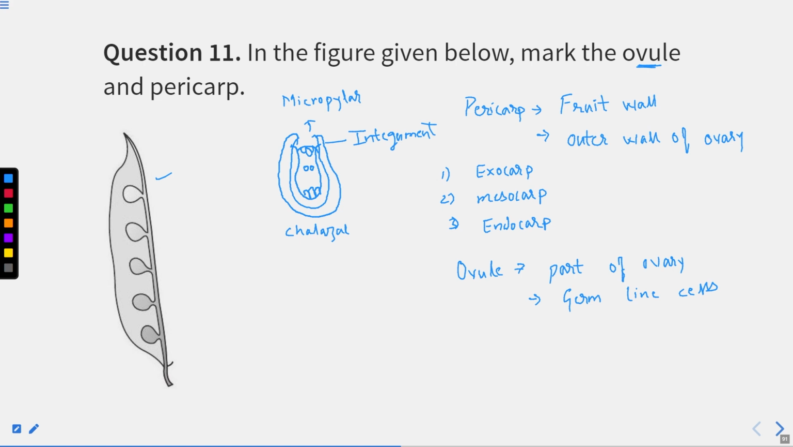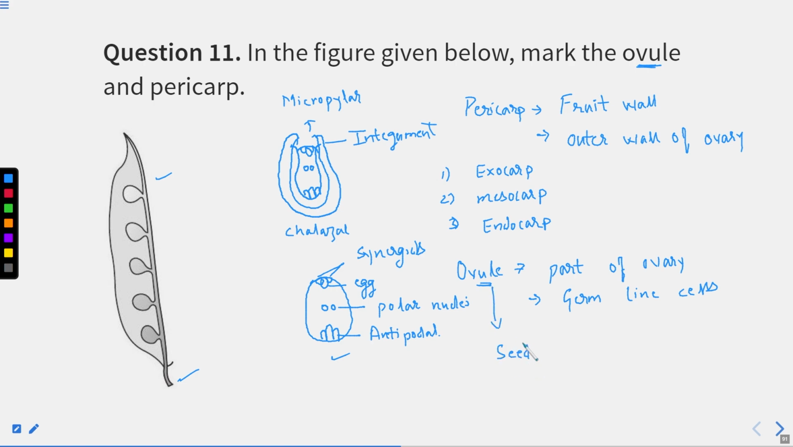So I will draw the inner part again. This is the inner region. This is the egg, and these two are synergids. Then we have two polar nuclei here. Then at the chalazal end, three antipodal cells are present. So this is a very rough structure of the ovule. Now the ovule develops into the seed after fertilization. So in this figure, you have to label the ovule and the pericarp. Remember, the ovule develops into what? It develops into the seed, and the ovary develops into the fruit.